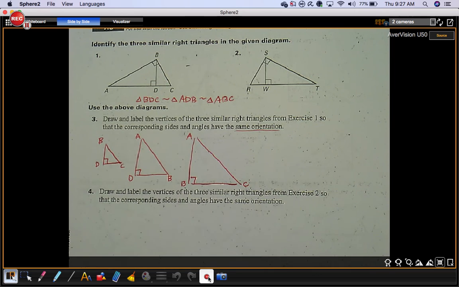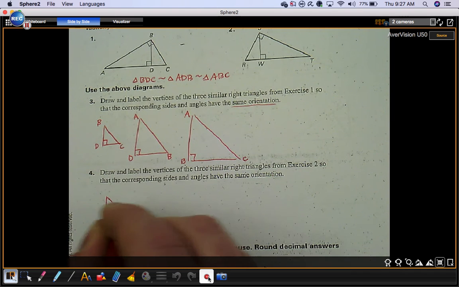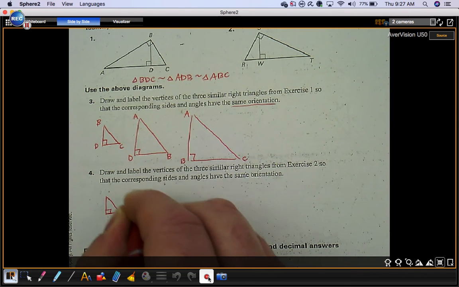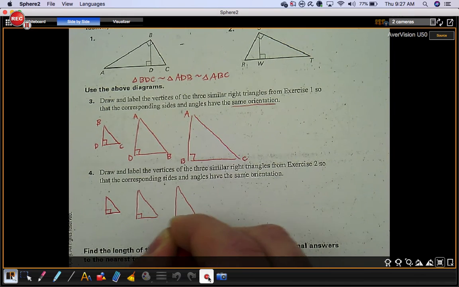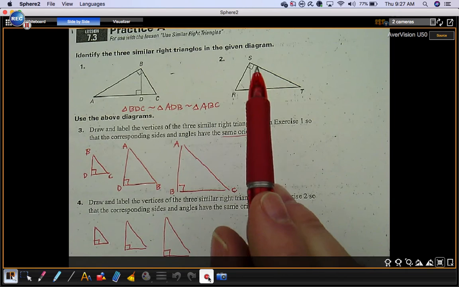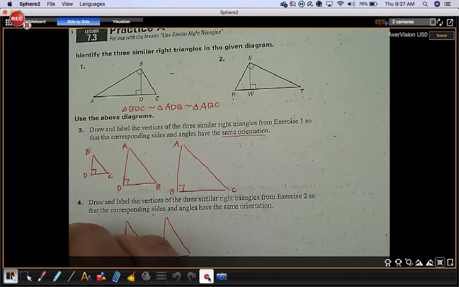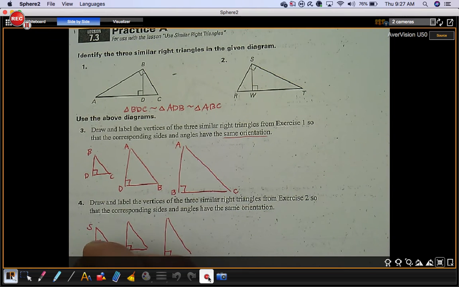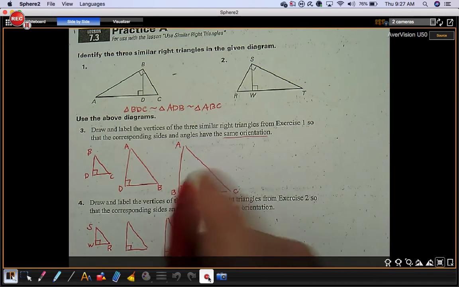So let's stick with this kind of concept here. We're going to draw a little right triangle. We'll draw our medium-sized one. We'll draw our big right triangle. This altitude to the hypotenuse, that's always the long leg of your little right triangle. Likewise, this altitude to the hypotenuse of that right triangle, that's always the short leg on the medium-sized triangle.